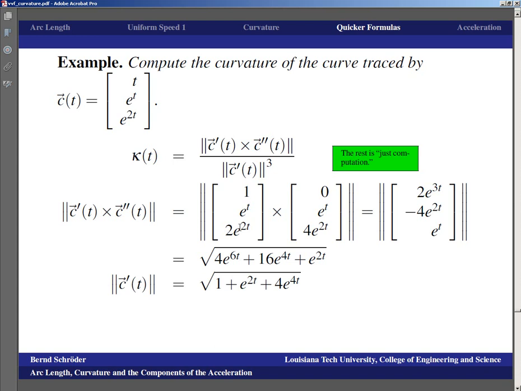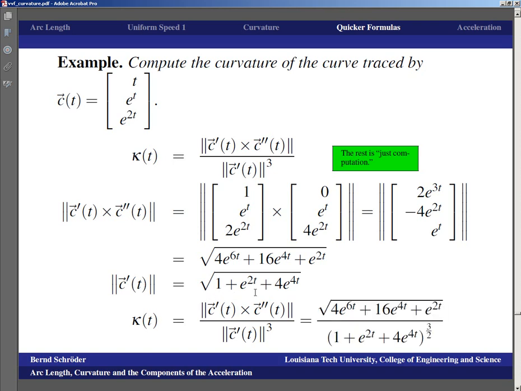Note that c prime is here, so that would be the square root of 1 squared. e to the t squared is e to the 2t, and 2e to the 2t quantity squared is 4e to the 4t. And that means now that the curvature is this entity here divided by this entity cubed. And so that's the square root of 4e to the 6t plus 16e to the 4t plus e to the 2t divided by 1 plus e to the 2t plus 4e to the 3t to the 3 halves. The half comes from the square root here, and that's the end of this one.